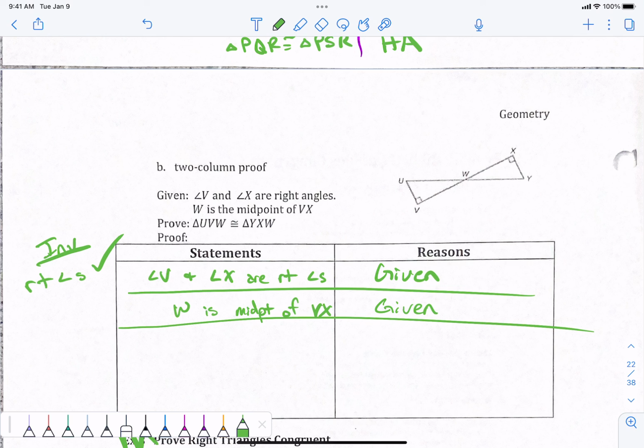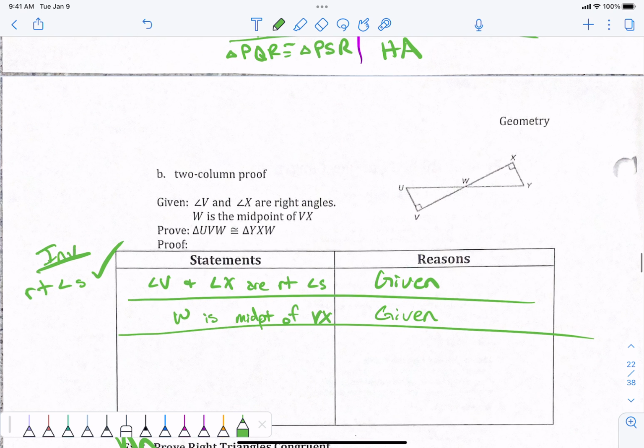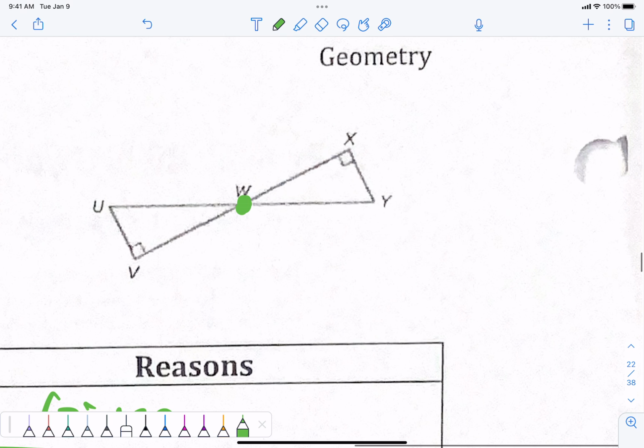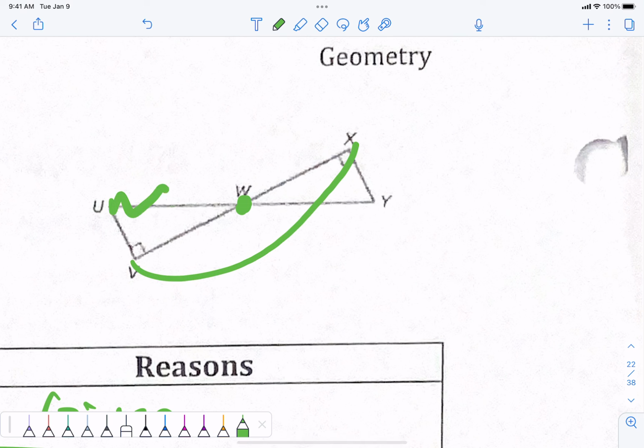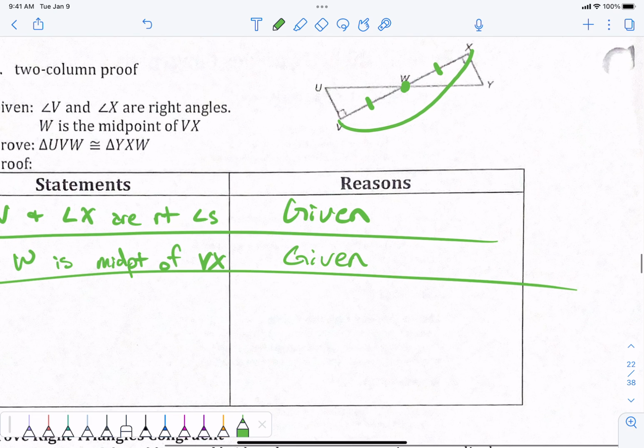Now, that doesn't give me anything yet, though, like in my inventory, I mean. If W is the midpoint of VX, pay attention to which one it's the midpoint for. It's the midpoint just from V to X, they say. It's not the midpoint from U to T necessarily. But from V to X, it is the midpoint. So what does that mean? V to W is the same as X to W. So VW is congruent to XW.